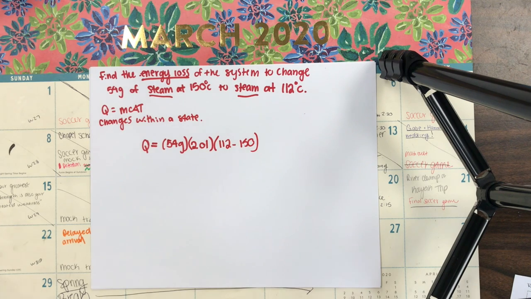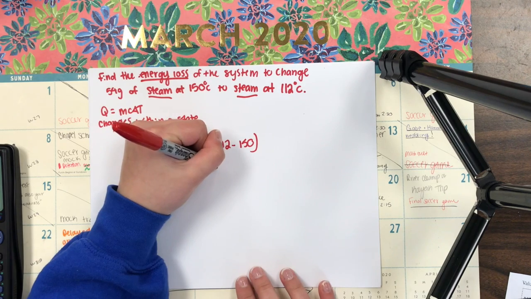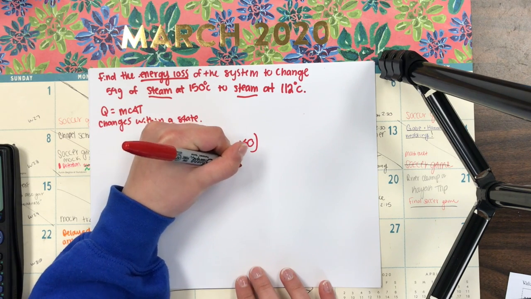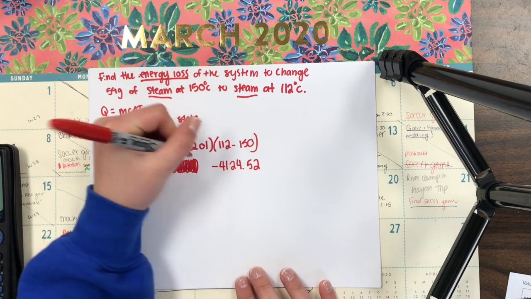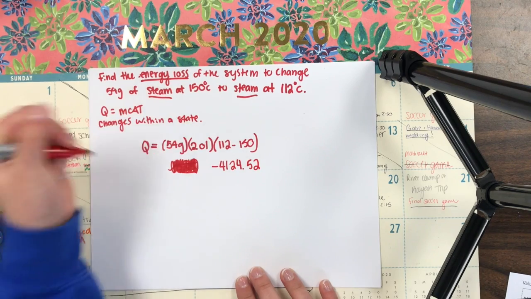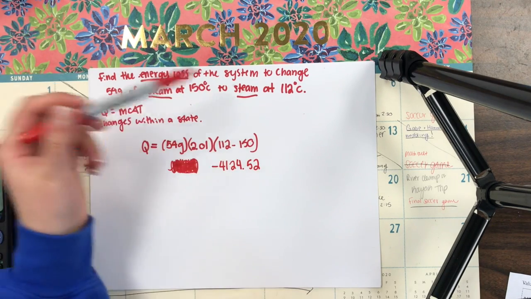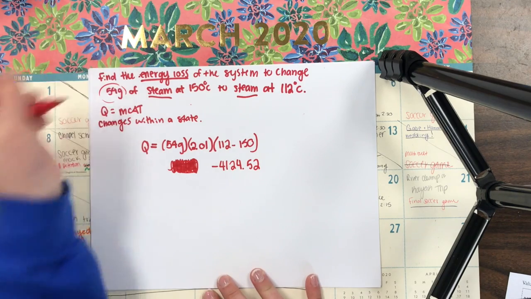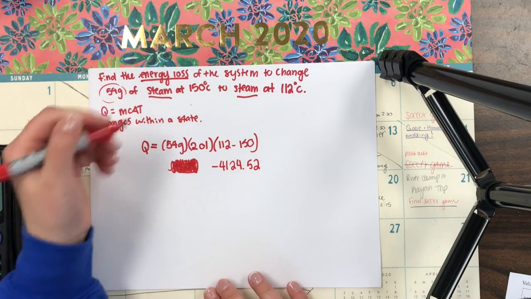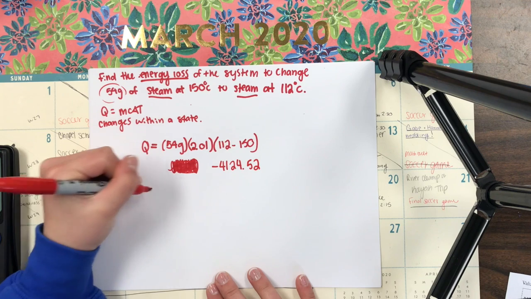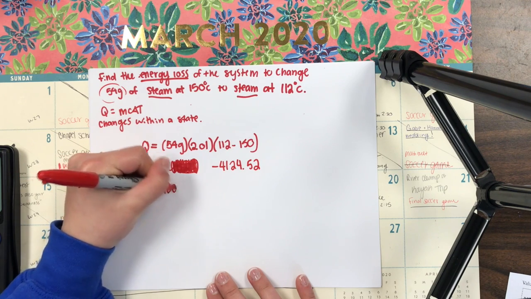So all you have to do from here is plug it into your calculator, and I got negative 4,124.52. Now what we need to figure out is sig figs. So remember, we don't ever look at temperature for sig figs, which means we're going to have to look at this mass. If I need to turn this into 2 sig figs, I have two options. I can do negative 4,100.